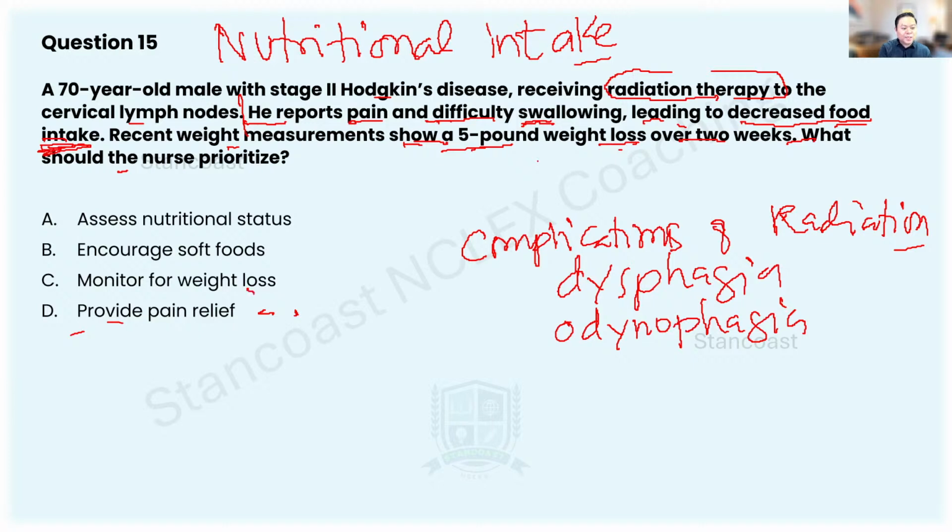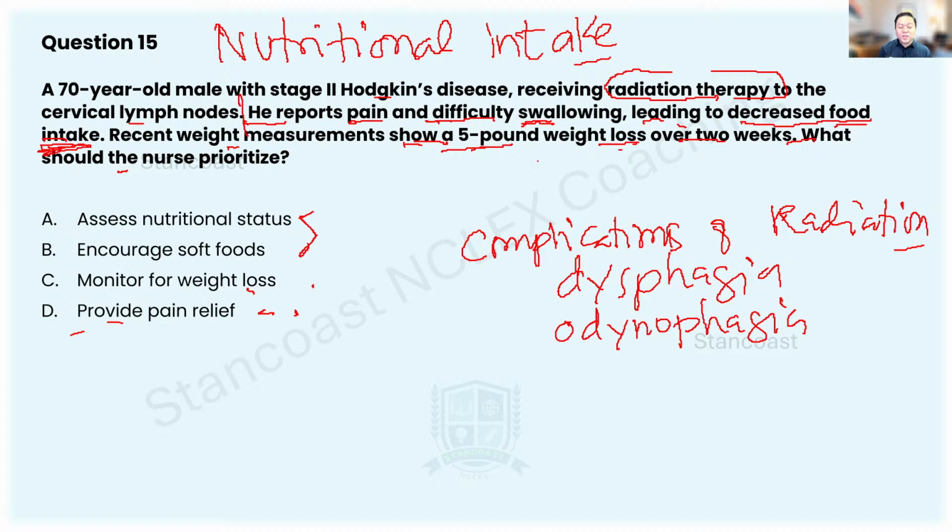What about letter C? Monitor for weight loss. It is also necessary, but should follow the interventions to maintain the intake. Okay? Now let's take a look at assessing nutritional status. Between the A and B, are you quite torn between the A and B? Yeah, it is quite confusing. Where should I select? What should I select this time? So, as we know in the scenario, it is already given, right? It is already known in the scenario.